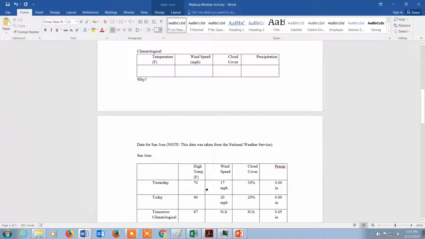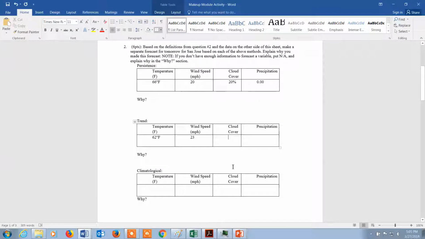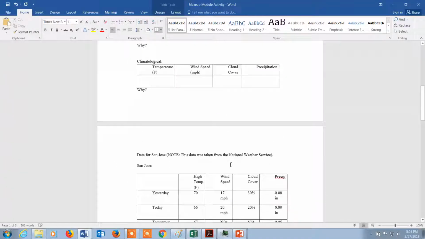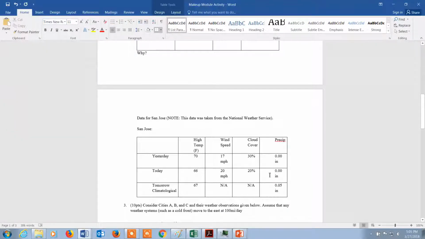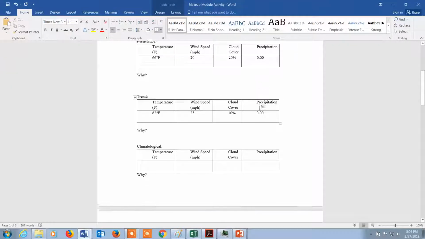For cloud cover, we saw a decrease of 10%. We went from 30% down to 20, so we'd go down another 10%, now down to 10%. There was no precipitation in either day, so there was no trend, no change in that. So you would just say, okay, since there was no difference from yesterday to today, there'll be no difference from today to tomorrow. Essentially, when there is no trend, you go back to persistence.